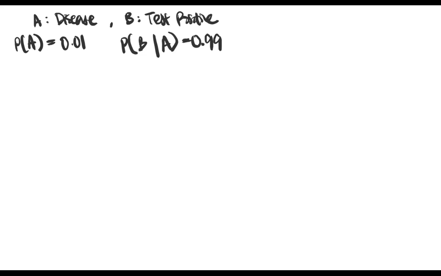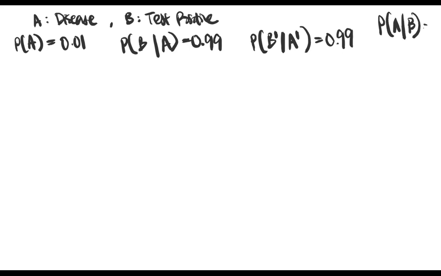Something else that we're given is the opposite. Given that they don't have the disease, they will test negative 99% of the time. And what we're trying to solve here is the probability of having the disease given that you tested positive. So this is what we're trying to solve for.